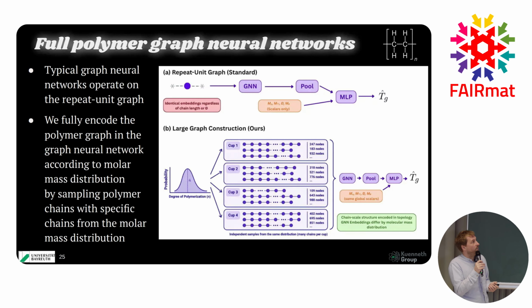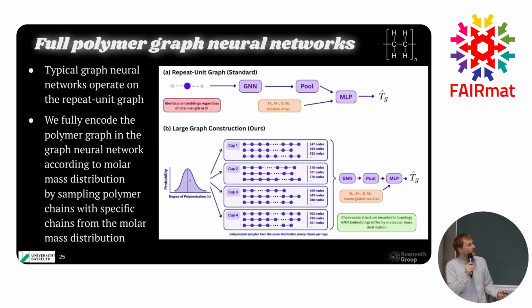We really fully encoded the polymer graph. So we did really large graphs. We take the entire length of the polymer and convert this into a graph. The way we did this is that we have the molar mass distribution of the polymer, and then we designed 4 cups, and in each of these cups we randomly draw a chain length from the molar mass distribution, and then construct the entire graph.